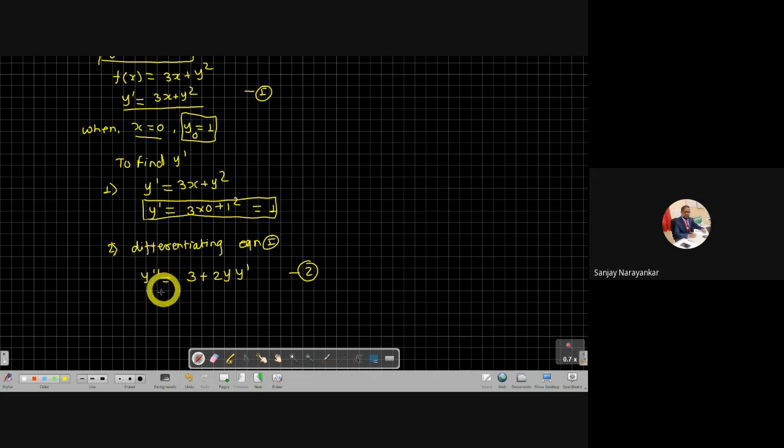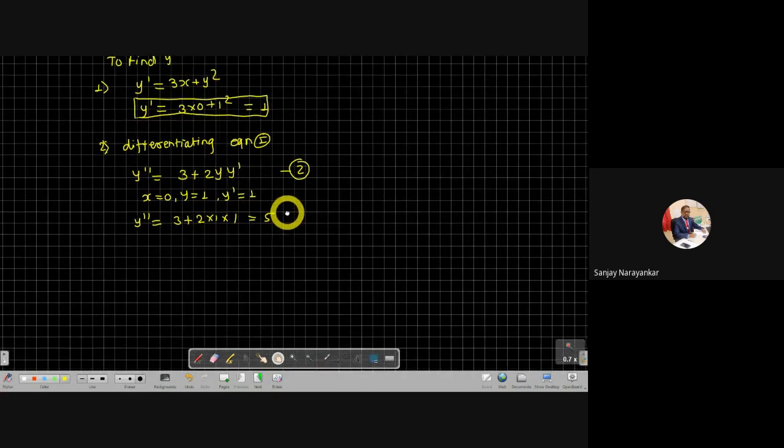Now, what values do we have? We have x is equal to 0. At x is equal to 0, y is equal to 1, and y dash is also equal to 1. All these three terms we got here, so we substitute in equation number 2. Y double dash is equal to 3 plus 2 into 1 into 1, that is nothing but 5, if I'm not wrong. Similarly, one by one, up to 4 terms of the Taylor series, you have to find all these values.